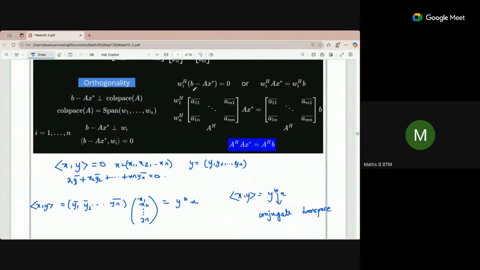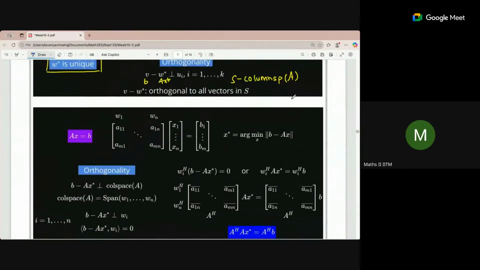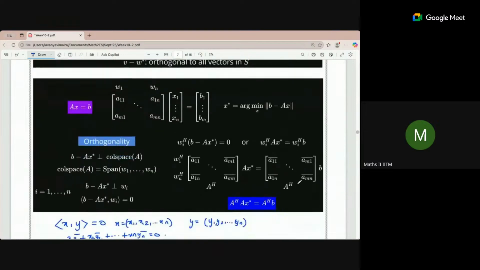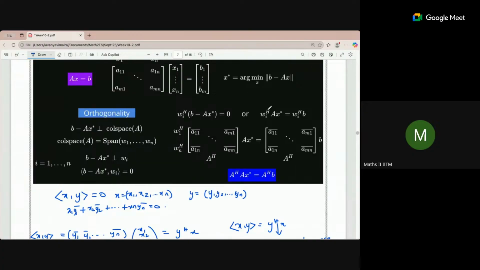Using this, I'm rewriting this inner product in this way. I can simplify this and rewrite it as WiH A x star equal to WiH B. Again, here I have to find the solution of Ax = B, the minimum x star for which this happens. Now solving this as such is kind of tricky. See, what is WiH? What is WiH?